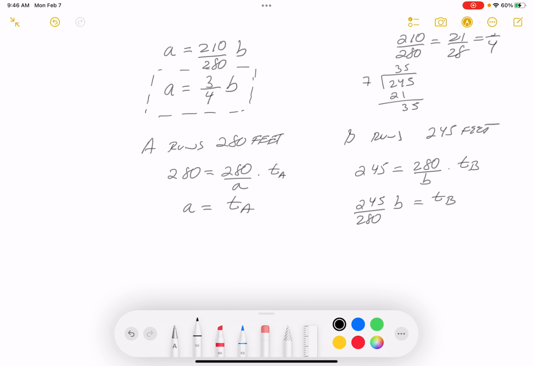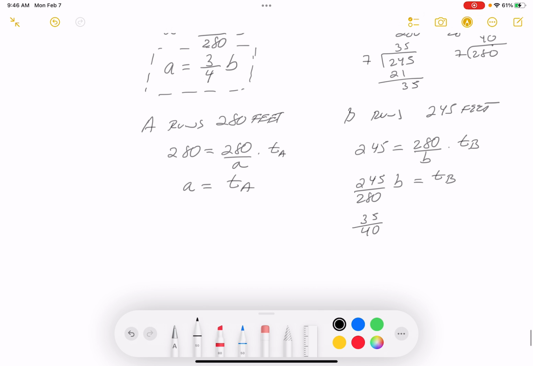So let's reduce it. So what do you get? 35. And then 7 goes into 280. Let me write this over here. 7 into 280. That's pretty simple, isn't it? That's going to be 40. I'll put this over here. And I know that's reducible, right? So let's see. 35 divided by 5 is 7. So it's 7/8 of a B is equal to TB.